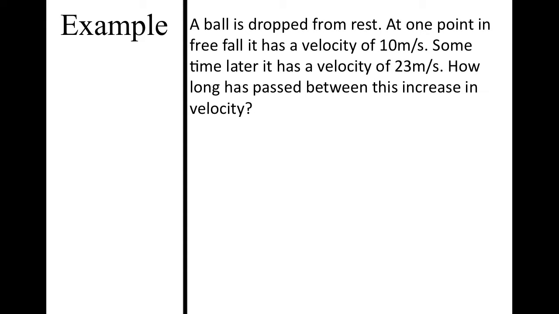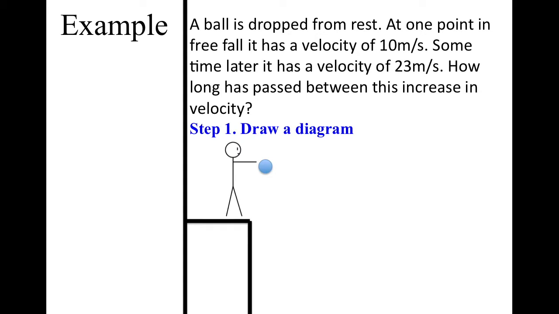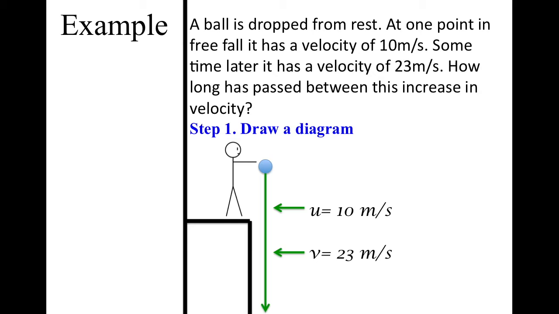Here's an example. A ball is dropped from rest. At one point in free fall, it has a velocity of 10 meters per second. Sometime later, it has a velocity of 23 meters per second. How long has passed between this increase in velocity? Step 1 is to draw a diagram. Here is our person with their ball. Here's the direction that the object is going to go. Here is what we know, and we want to know the time that elapsed between these 2 points.